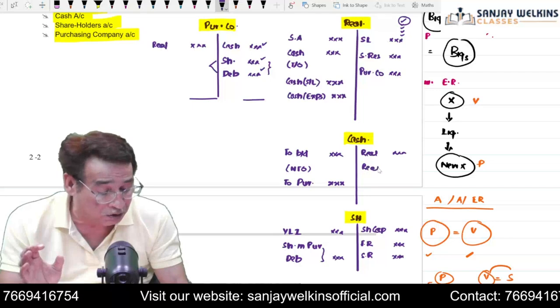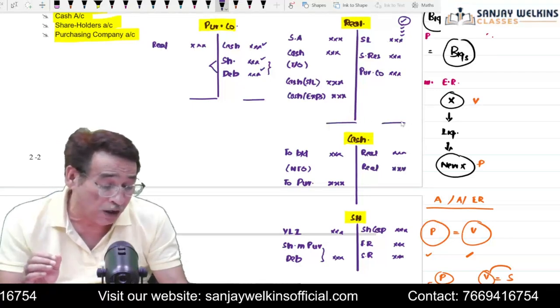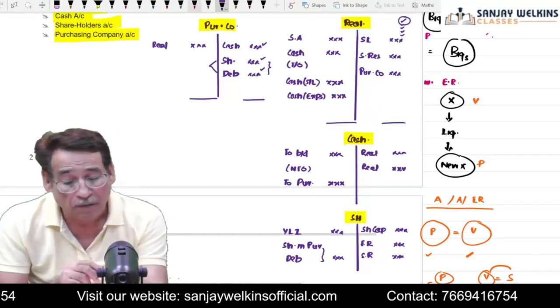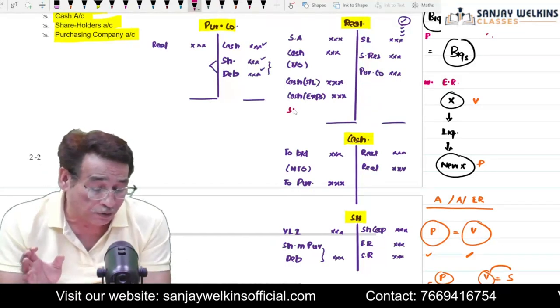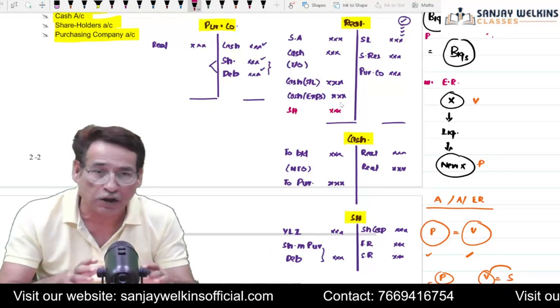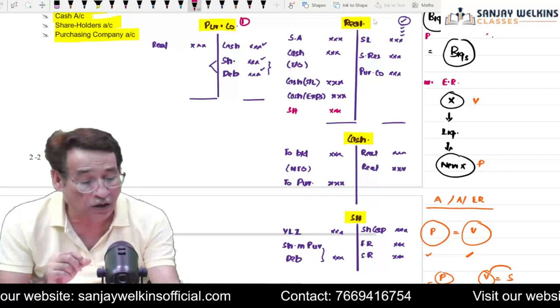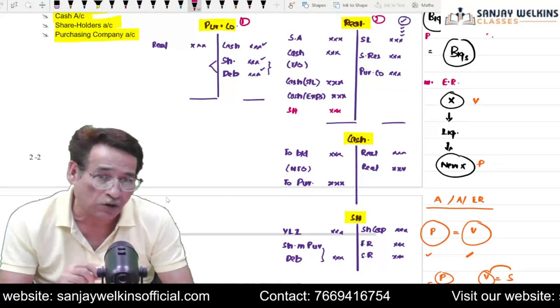So this is how the accounting is done in the books of the vendor company. Then you are going to close out this particular account. If the balancing figure appears towards this side, it will be considered as profit. Anyway, whatever balancing figure appears in the realization account, remember one thing, the purchasing company account is already closed. Now you are going to close down your realization account.